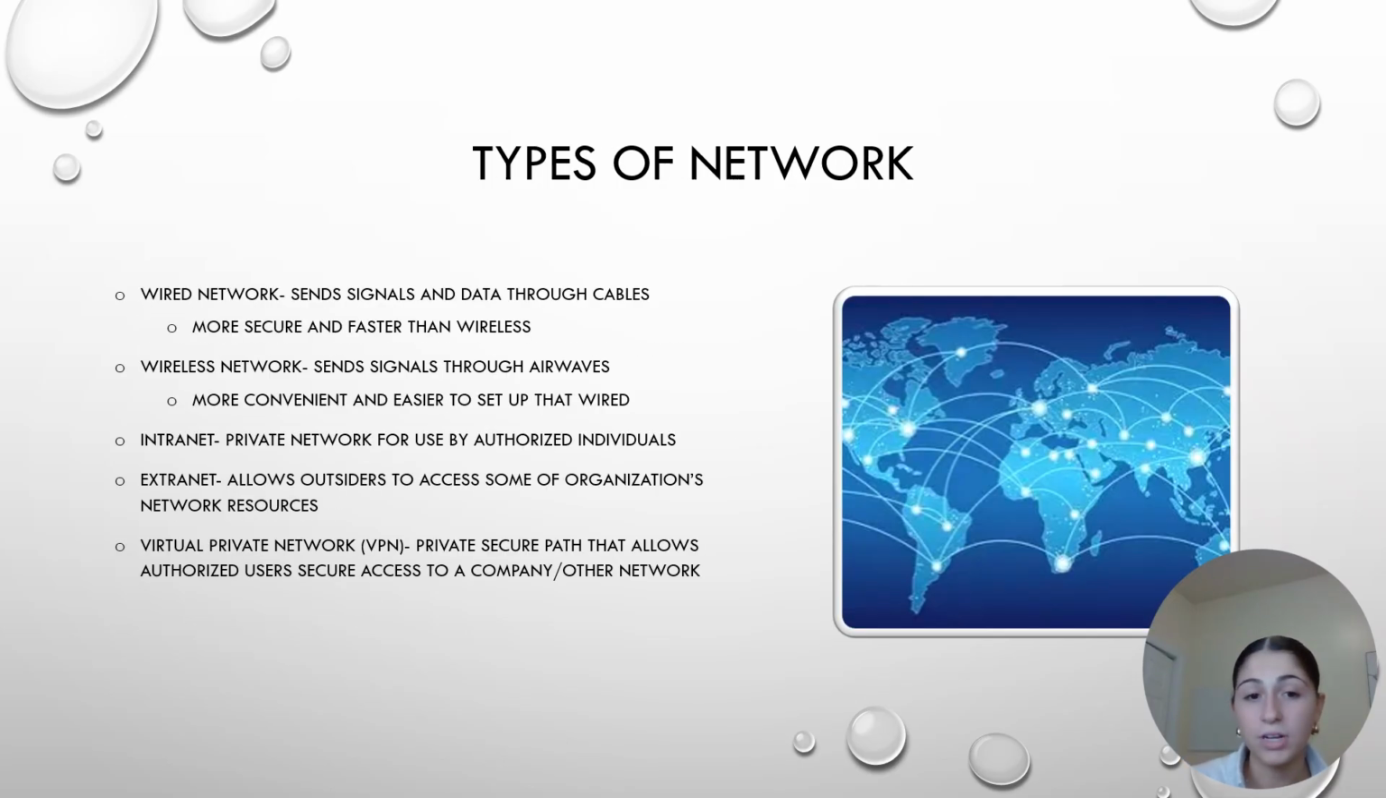Moving on to types of networks, we have wired networks and wireless networks. Wired networks send signals and data through cables. Wireless sends signals through airwaves. We also have intranet, extranet, and a virtual private network.